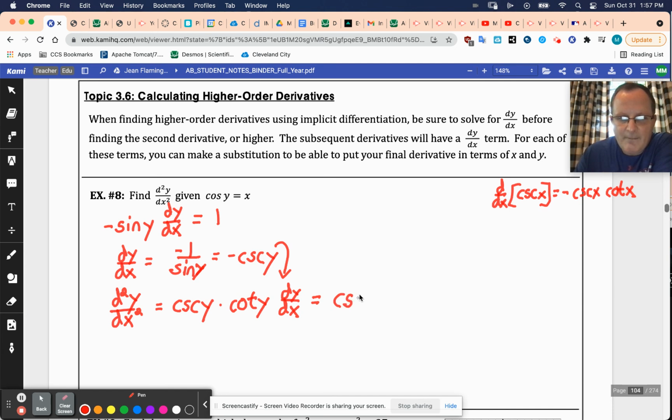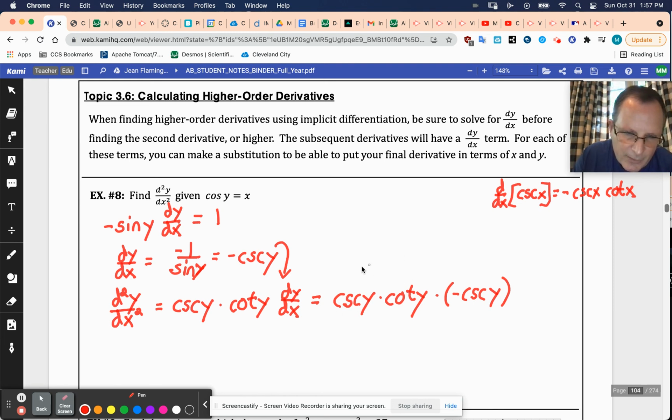So I have cosecant y cotangent y, and we knew what dy dx is because we just found it up here. So that's times negative cosecant y. All right, so I've got negative cosecant squared y cotangent y. Can any of that be cleaned up? I don't think so. Cosecant is 1 over sine, and cotangent is cosine over sine. There's not really anything I can do.